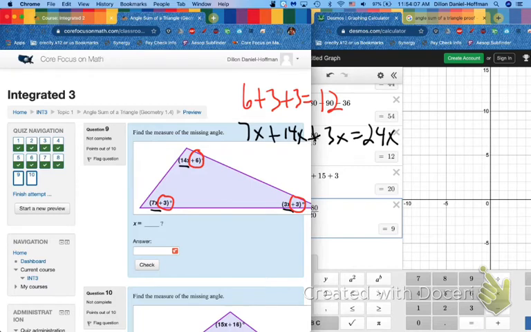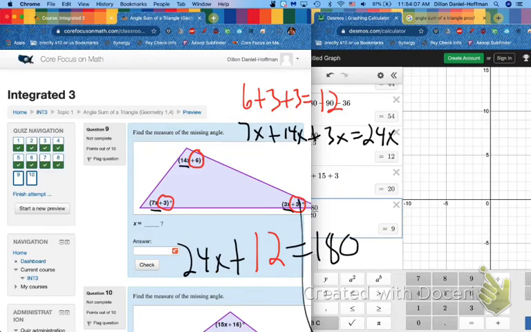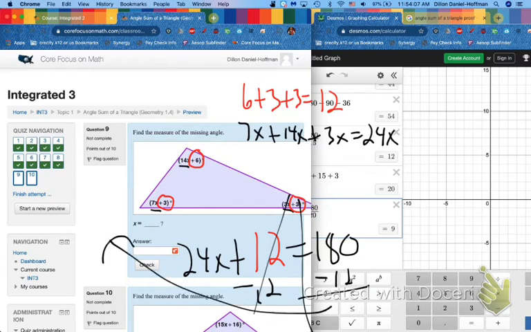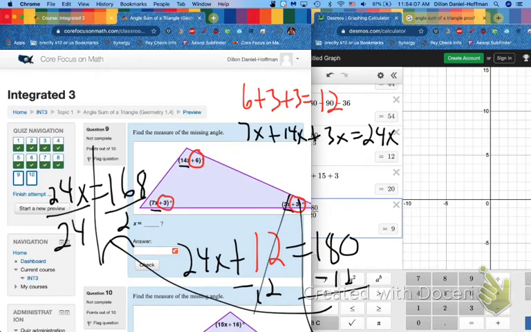So I've got one equation that is 12 plus 24x equals 180. It's a two-step problem. I've got to use SAD-ME. I've got to subtract 12 from each side. So I'm going to do this over here. So I get 24x is 180 minus 12 is 168. And then divide by 24. 168 divided by 24. And I will plug that in my calculator.